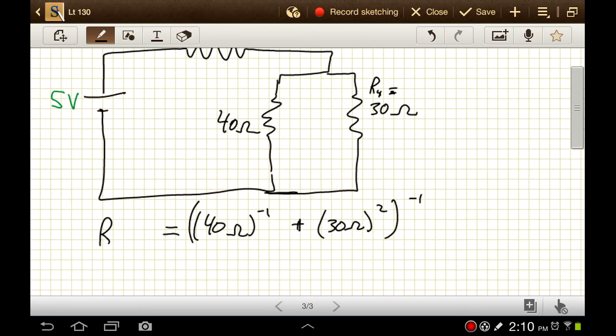Whoops, I made that a square instead of an inverse. There we go. Okay, so that's something that you can plug into your calculator all in one step, so it saves you a little bit of time. So 40 inverse plus 30 inverse, and take the inverse of the sum. For this we get a total resistance of 17.1 ohms. So we'll erase these two.